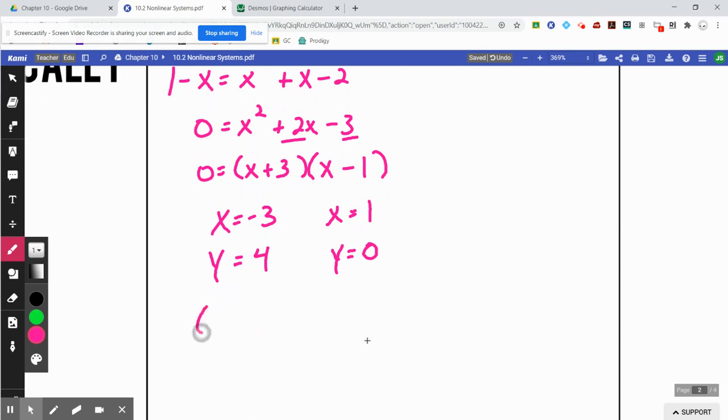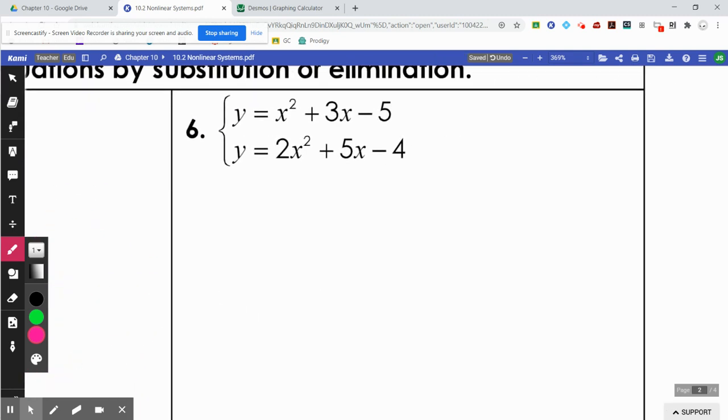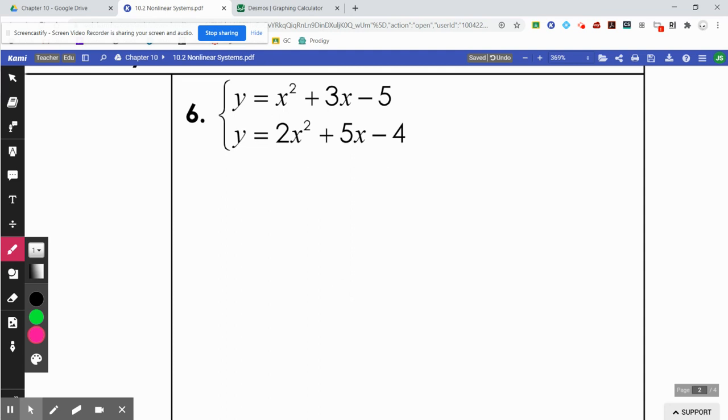So therefore, your two intersection points are (-3, 4) and (1, 0). That would be a parabola intersecting a line there. Okay, next one, you have two parabolas intersecting. y equals something, y equals something.